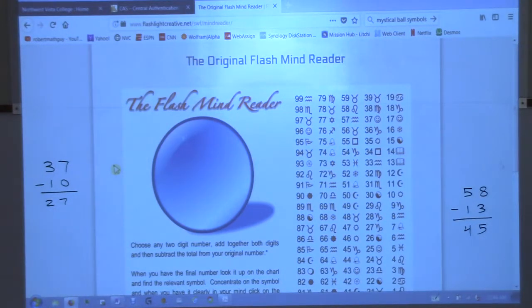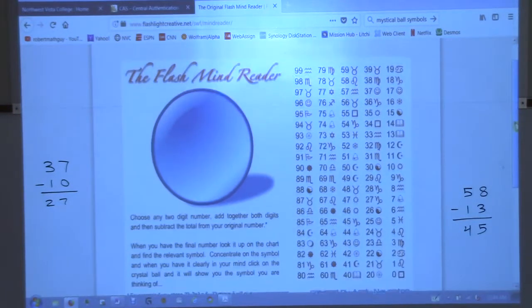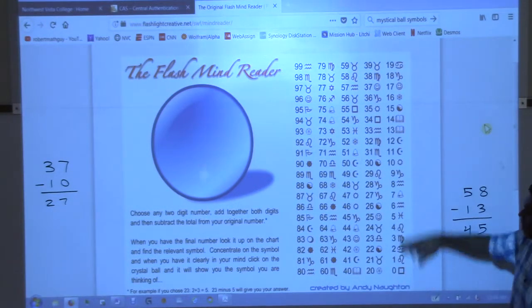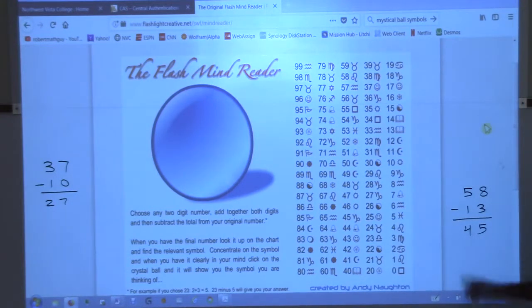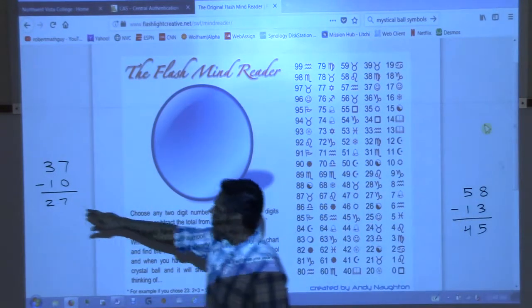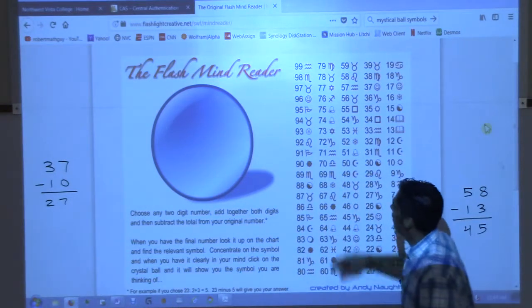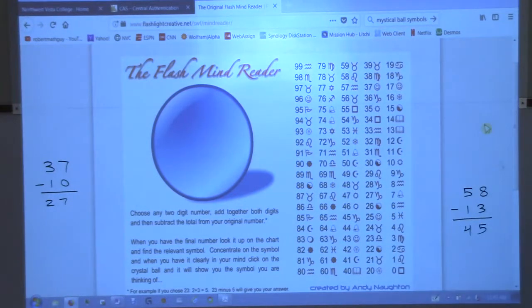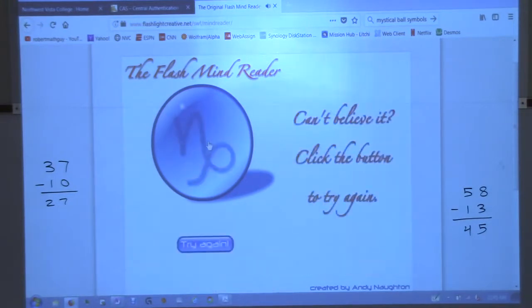Everyone got theirs? Okay, now on this list of numbers, there's 100 numbers over here, because 0 counts. You go find your number and then look for the symbol next to it. So if your number is 91, look at that symbol. Everyone got their symbol? You sure? Okay, here we go. I'm going to click on this mystical ball. Was that your symbol? Yes?